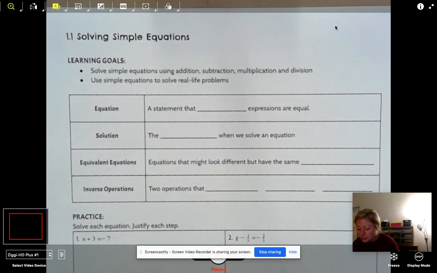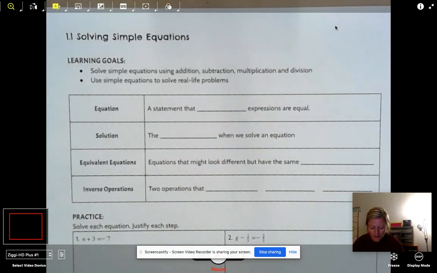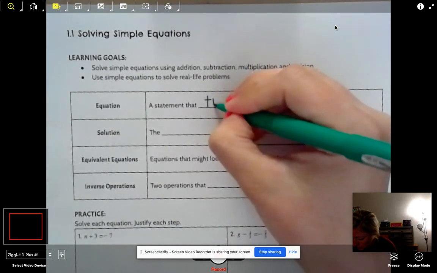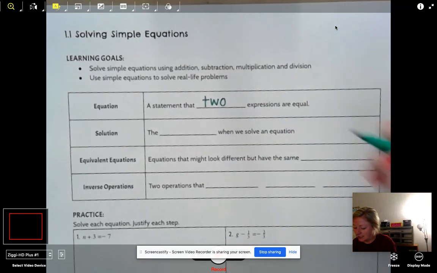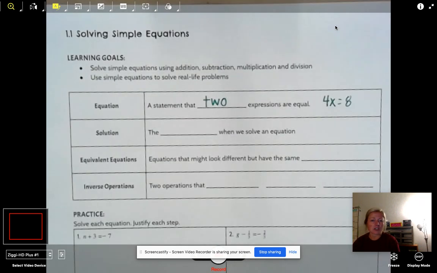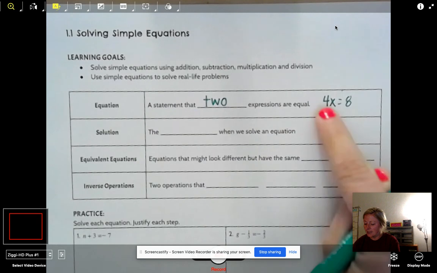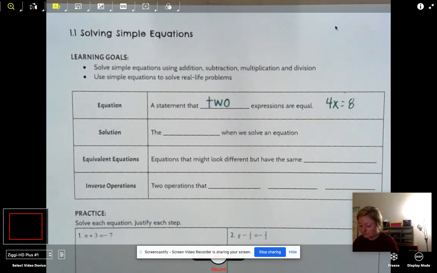So an equation is just a statement that two expressions are equal. I don't want a pencil though, I want a pen so you can read this. Two expressions are equal. If you want to jot down an example, something like 4x equals 8. That's an equation. It has an equal sign, and they're telling us that both of these expressions are the same. Even though they look different, that's kind of the fun thing in math. They're the same, but they look different.